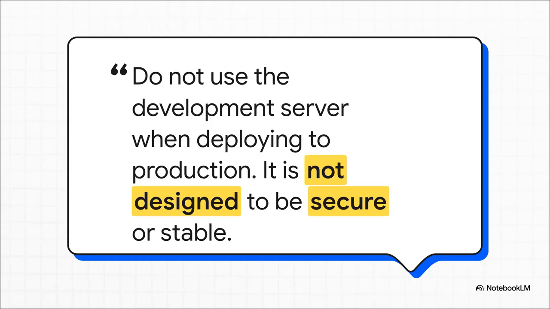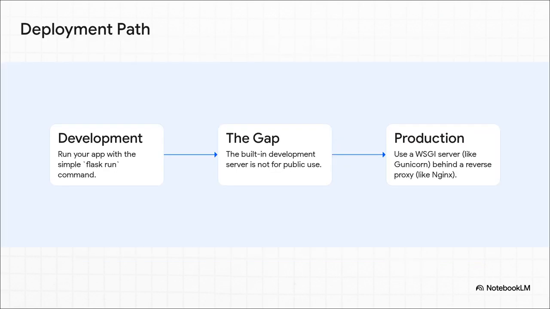And this is so important that the official Flask documentation puts out a very stark, very direct warning. That simple little server that you use when you're coding, it is not meant for public use. It's fantastic for testing and debugging, but it is not secure, it's not stable, and it's definitely not efficient enough to handle real users and real traffic. So how do you bridge that gap?